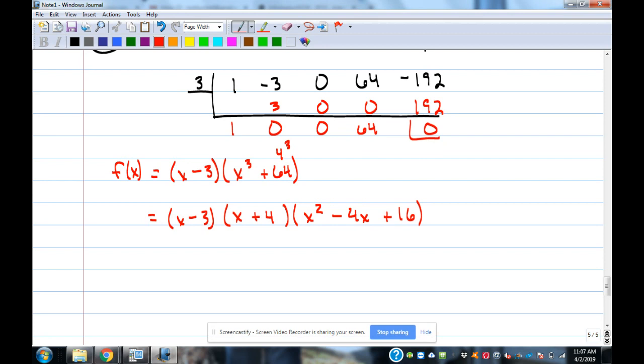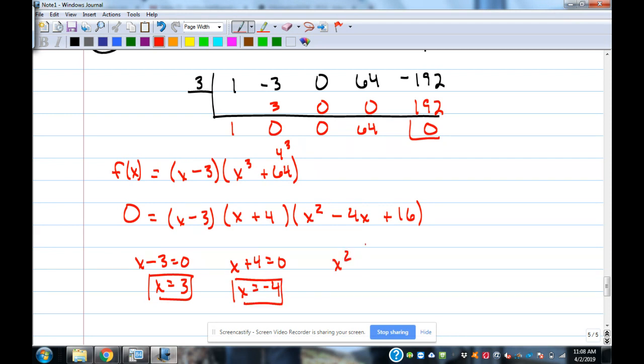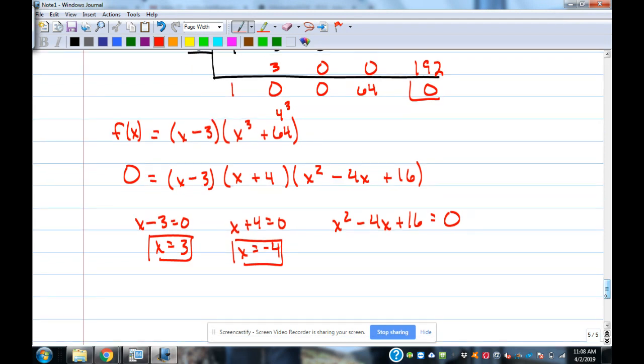Now, what do we know about that long piece as far as factoring goes? You can't factor it, okay? So that's where we run into a little issue when we go to solve this. When we set it equal to 0, yeah, I can set x minus 3 equal to 0 and get x equals 3, the one we already knew about, and then x plus 4 equal to 0, and I get x equals negative 4. But when I have this one, when I set that equal to 0, it doesn't factor. So how else can I solve that? Quadratic formula, right?